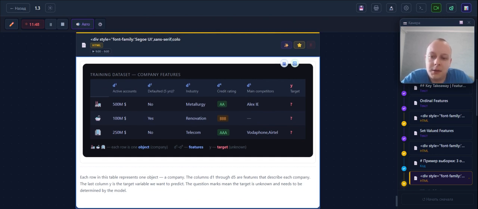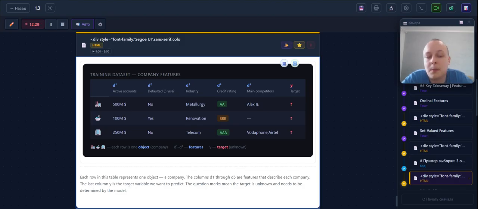Okay, and here we have gathered information, everything we learned so far within one data set. So let's look at it. And here we have 3 objects, 3 companies, and 5 features and 1 target. So first feature is our real number, continuous number, active accounts.